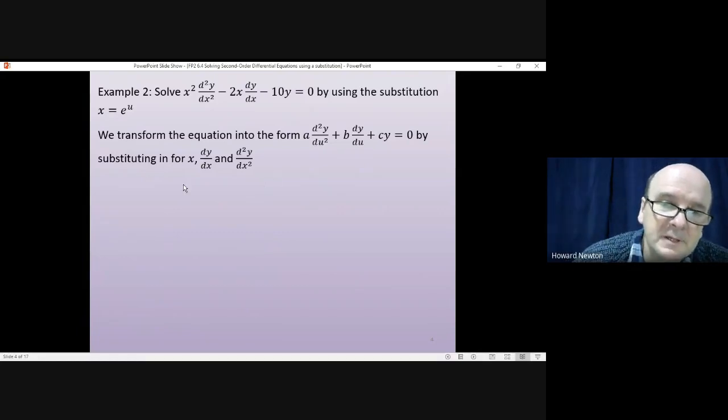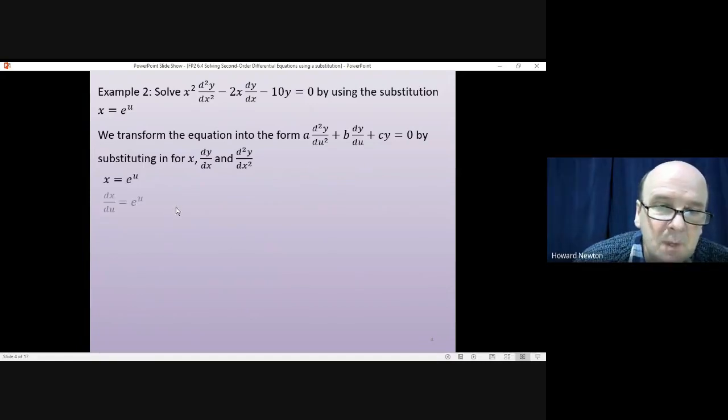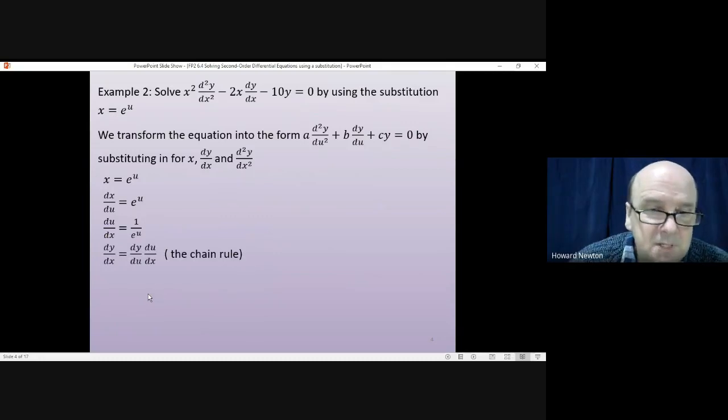Okay, let's have a look at this. So we begin with the substitution, x equals e to the u. If I differentiate both sides with respect to u, I'll get dx by du is equal to e to the u. That means du by dx is 1 over e to the u. And then using the chain rule, dy by dx, which is what I want, is equal to dy by du times by du by dx, which is dy by du times 1 over e to the u. That was what I just found. It's a little bit easier on this question if we choose to write that as e to the minus u dy by du.